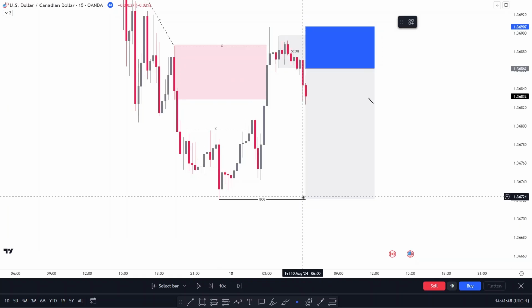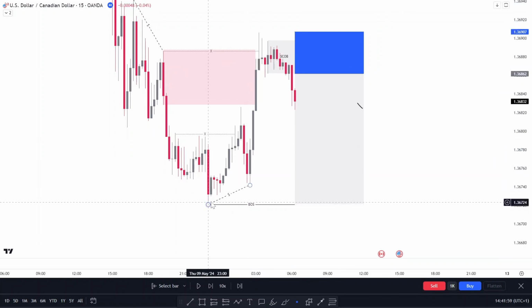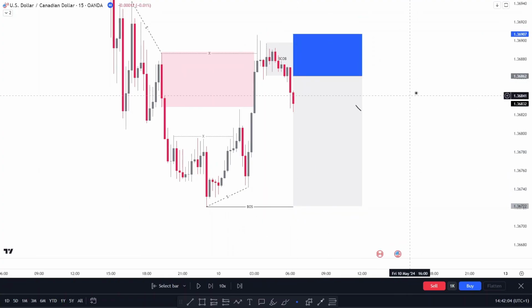Here I've placed my take profit at the next break of structure because there is a trendline liquidity here that the market will possibly drop to clear. So that's why I have placed my take profit here. The thing that you have to keep in mind when you're placing your take profit is to identify your target liquidity, not the next break of structure.